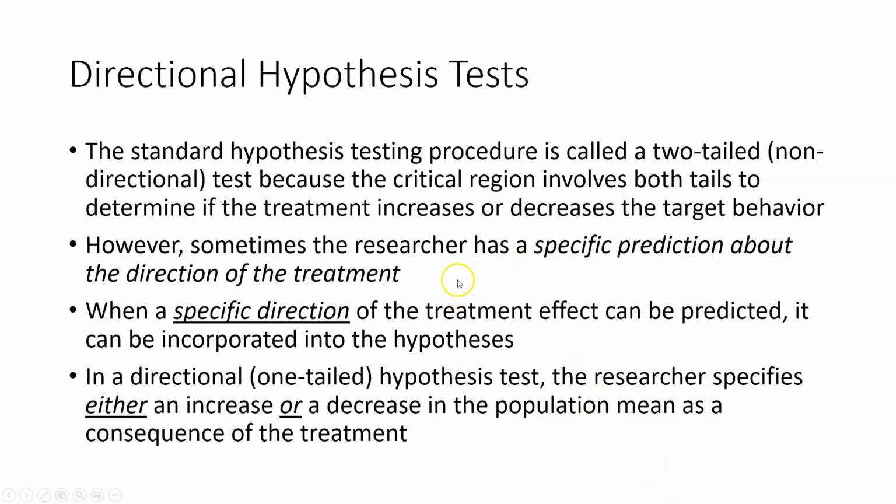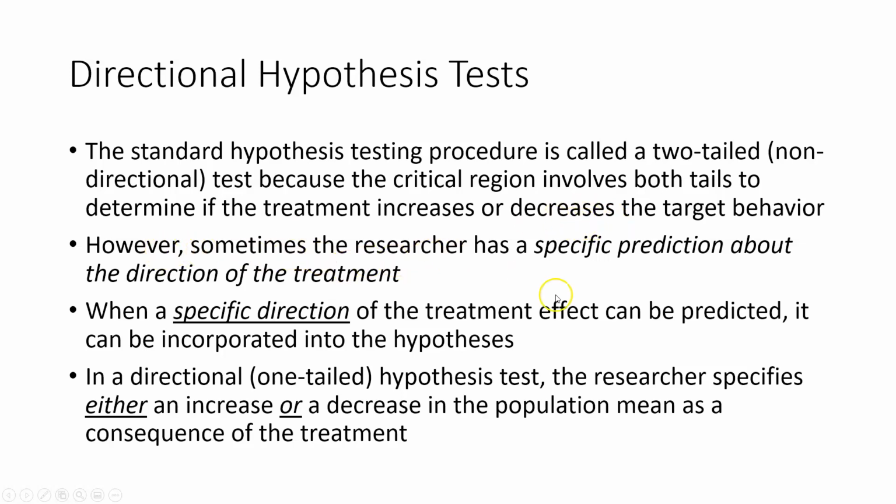Okay, we've talked about two-tailed hypothesis tests. Now I want to talk about directional hypothesis tests. The standard hypothesis testing procedure is called two-tailed or non-directional because the critical region involves both tails to determine if the treatment either increases or decreases the target behavior. It could be either one, and we would say it had some impact.